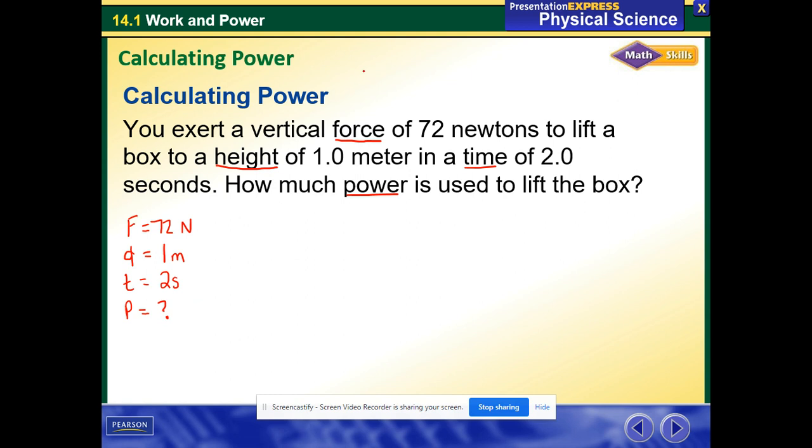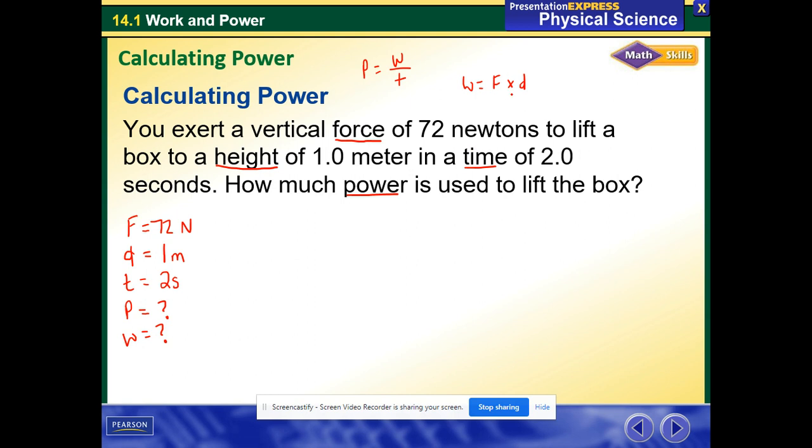If you think back, your power equation was work divided by time. If I look to see what I have, I have time, but I don't have work. So I'm not sure what work is. Fortunately, we learned another equation to tell us how to find work. Remember, work equals force times distance.